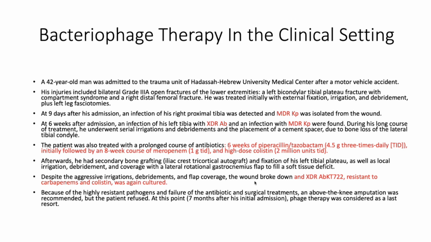6 weeks of pip-tazo, high dose, 4.5 grams TID, followed by an 8-week course of meropenem, 1 gram TID, and high dose colistin, 2 million units TID. He had bone grafts. He had further fixation, had local irrigation and debridement, had a lateral rotational gastrocnemius flap to fill some of those wounds. So he had adequate, pretty broad spectrum, pretty powerful antibiotics, and adequate surgical source control.